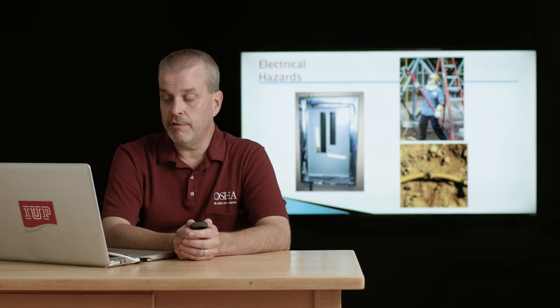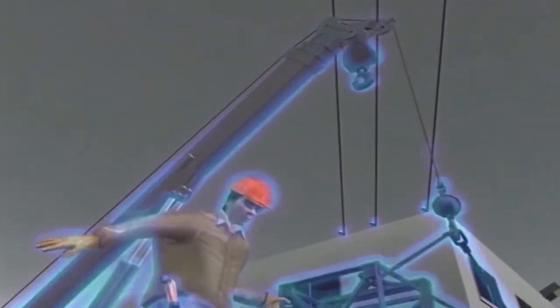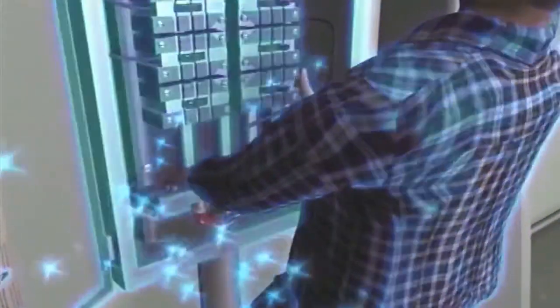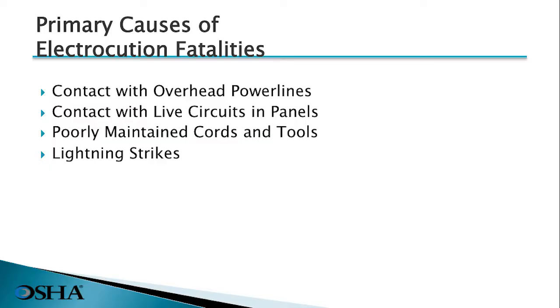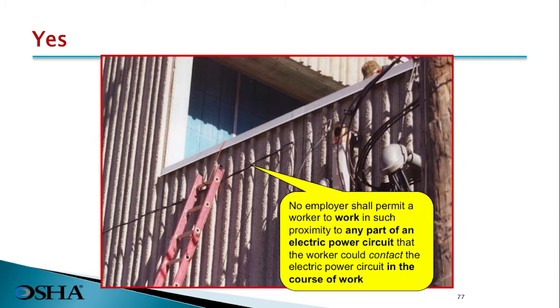The fourth hazard in the Focus 4 is electrical, and the primary causes of electrocution fatalities include contact with overhead power lines, contact with live circuits in the panels, poorly maintained cords and tools, and lightning strikes. If this is your job site, can you recognize any hazards? Ensure that no employee is permitted to work in proximity to any part of an electric power circuit where the worker could contact the power circuit.